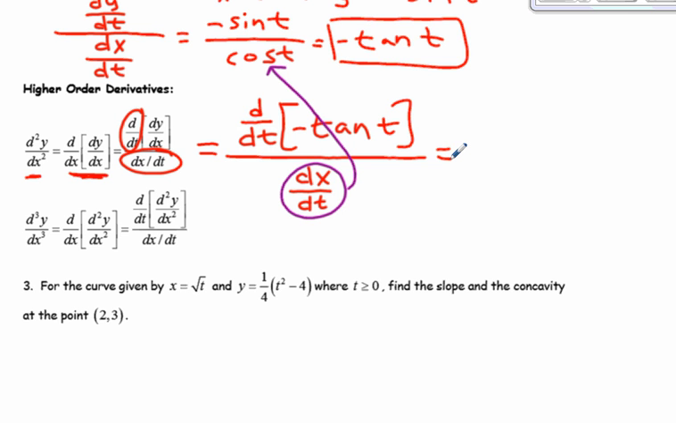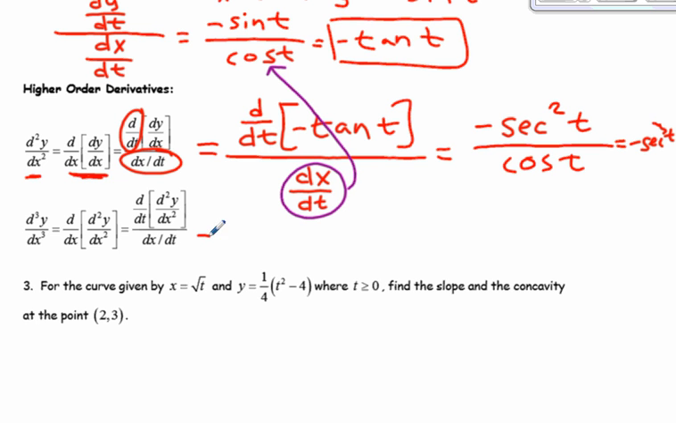So the derivative of negative tangent. Derivative of tangent is secant squared. So this would just be negative secant squared, again with respect to t. And then divided by dx/dt, which we found in the first problem to be just cosine. Okay? So then you can clean that up if you want to. So that would be 1 over cosine or secant. So that would be negative secant cubed of t. Okay? All right, so now let's try the third derivative.